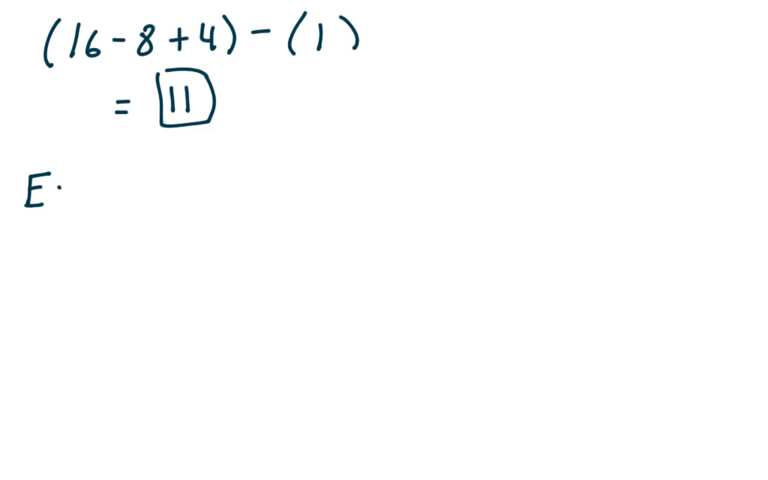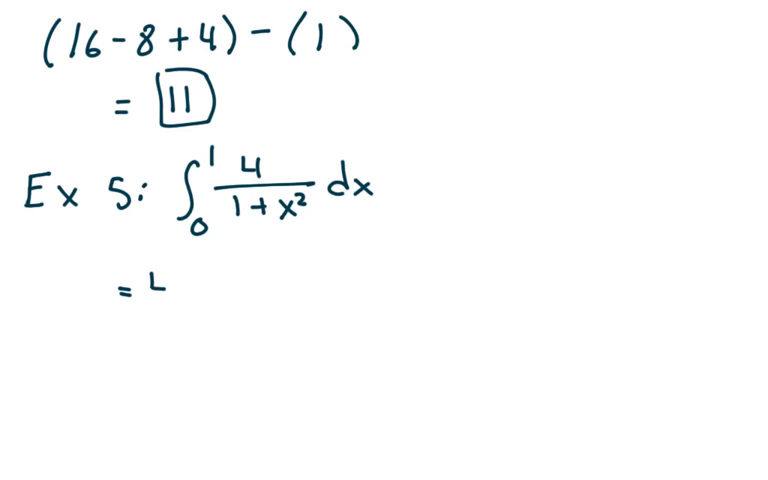Let's take a look at example 5. Suppose I had the integral from 0 to 1 of 4 over 1 plus x squared dx. So I'm going to pull the 4 out in front of the integral, and I'm going to take the integral from 0 to 1 of 1 over 1 plus x squared dx.